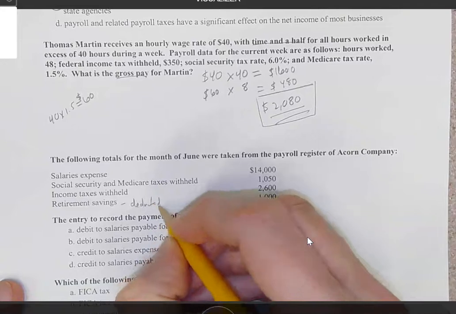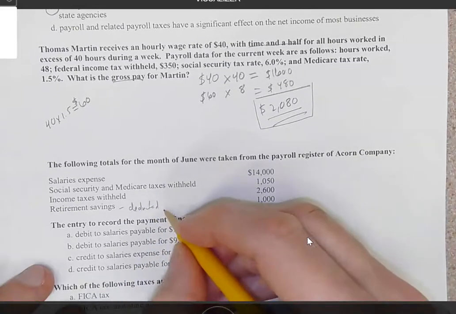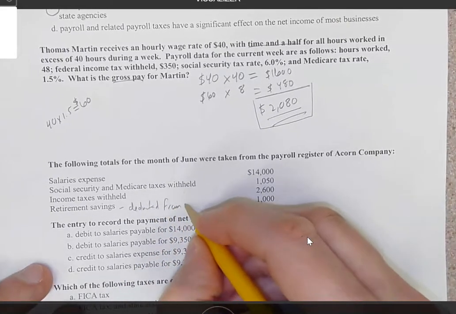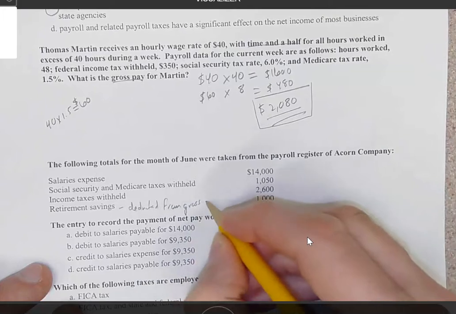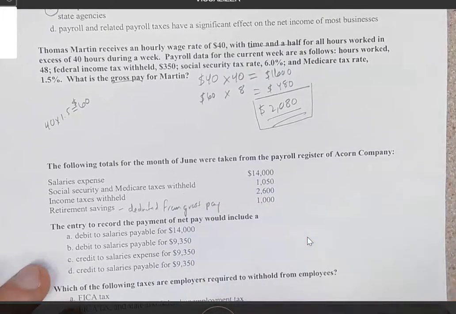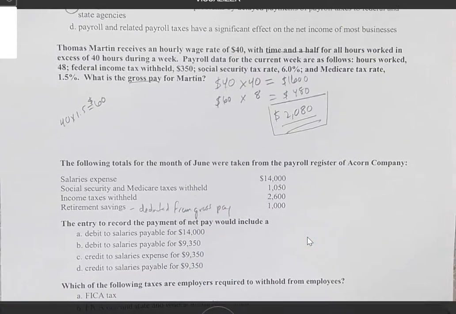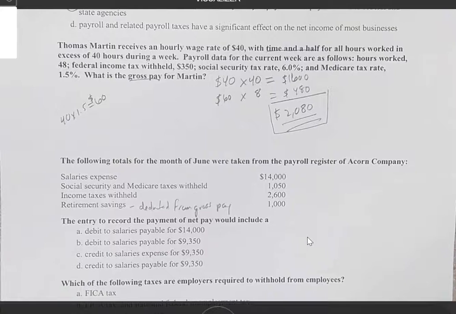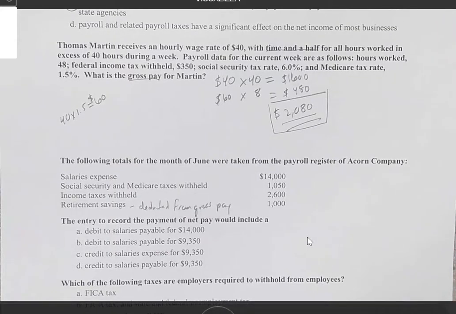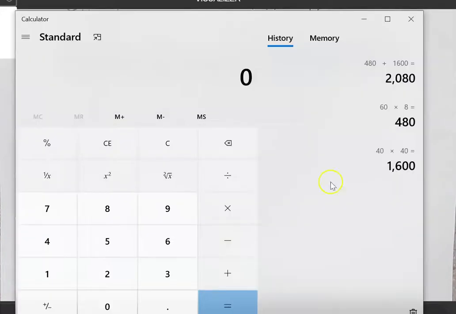And what we're going to assume here is that these retirement savings are deducted from gross pay. In other words, this is not any kind of an extra benefit that the employee gets. That $1,000 is what we call deferred income. Goes into a retirement plan out of the employee's gross pay.